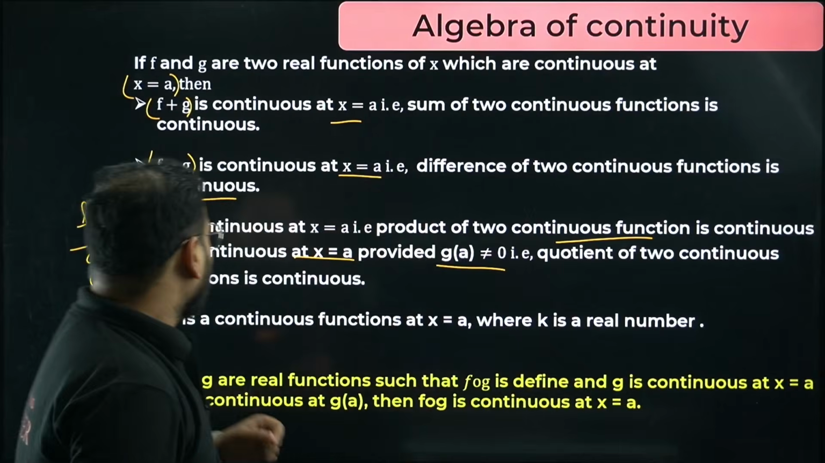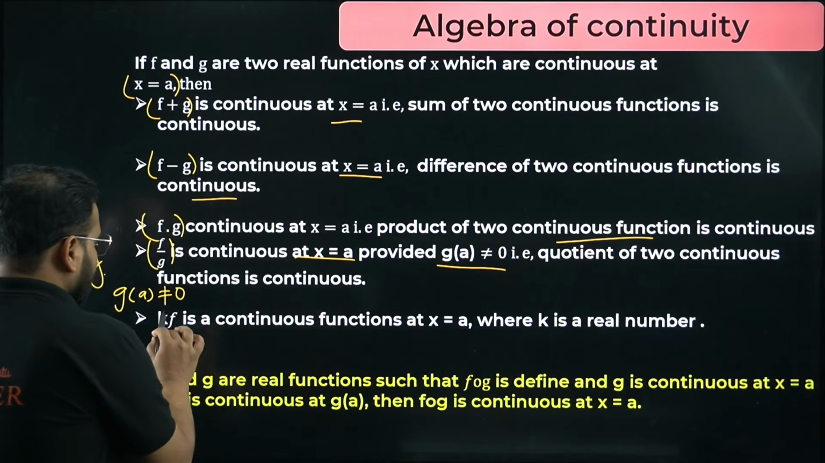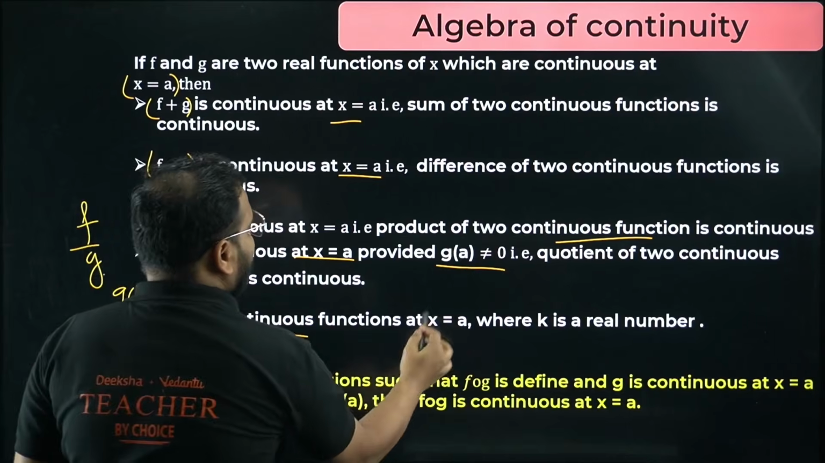If f is a continuous function, if you're multiplying with k, this will also be continuous at the point x equals to a.